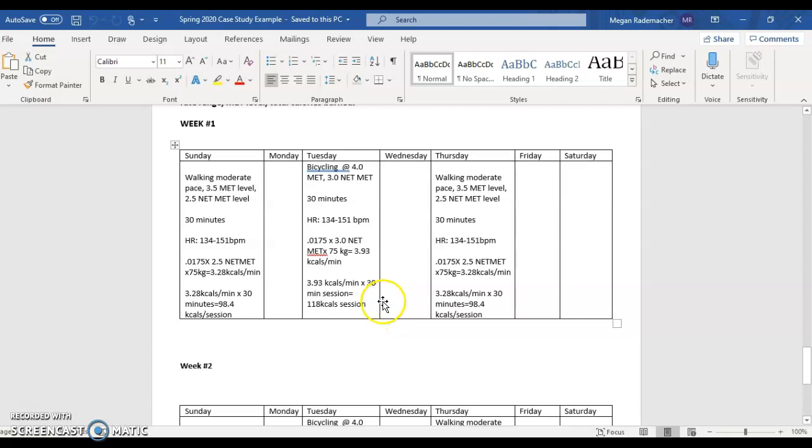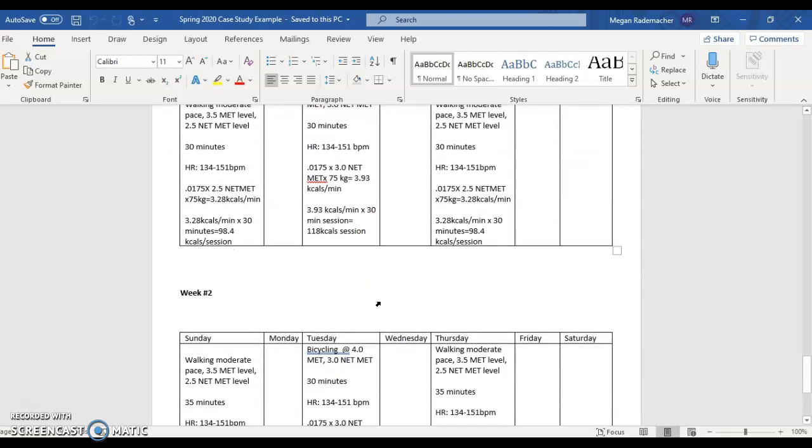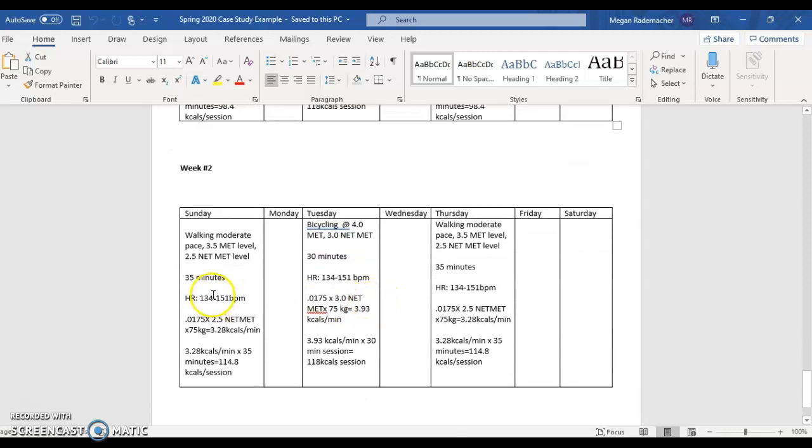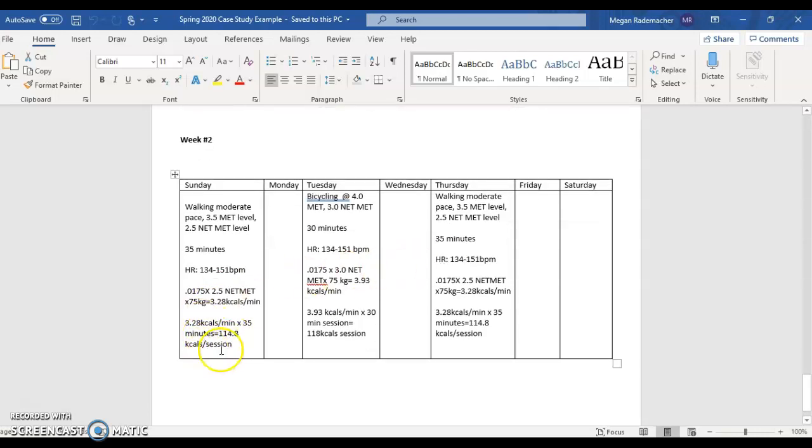Her week 2, I'm just going to increase my time by 10 minutes total. So I chose to break it up into adding 5 minutes for each session of her walking. Okay, if you wanted to, you could have kept her walking at 30 minutes and increased her biking to 40 minutes, and then kept the walking on Thursday again at the 30 minutes. Okay, so you decide how you want to add up that extra 10 minutes for your client. Okay, so again, just make sure you're doing the math to find out how many calories your client is burning.